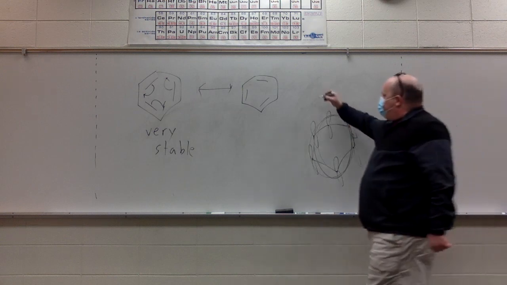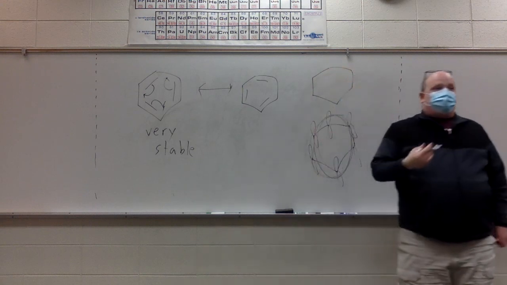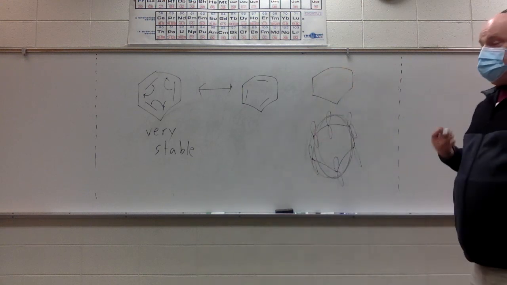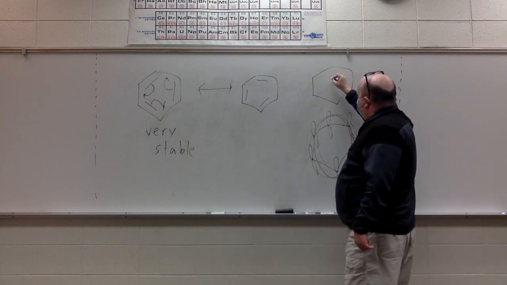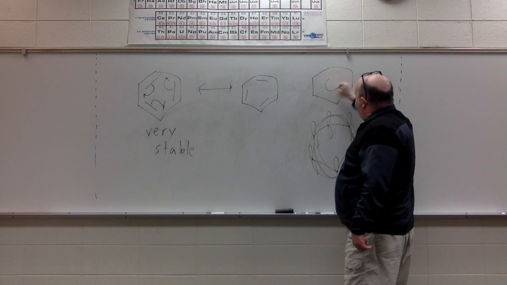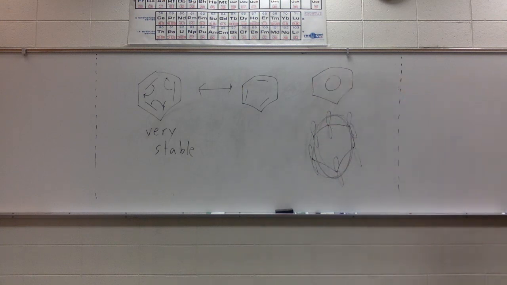In fact, we can draw a particular resonance hybrid for this that is one of the more common representations. And you'll see me draw this a lot. You can actually just draw a hexagon with a circle in it. That is a very common representation of benzene.